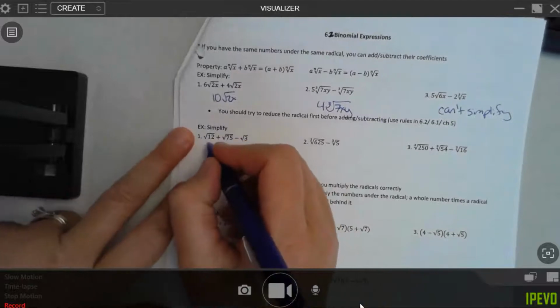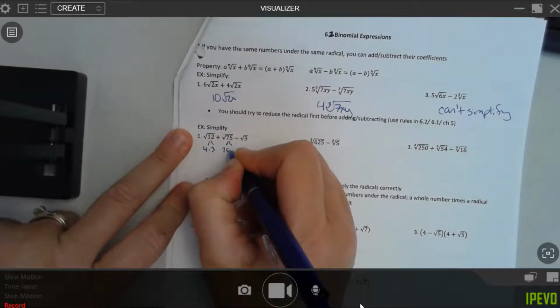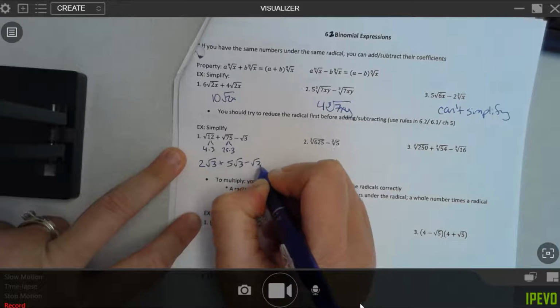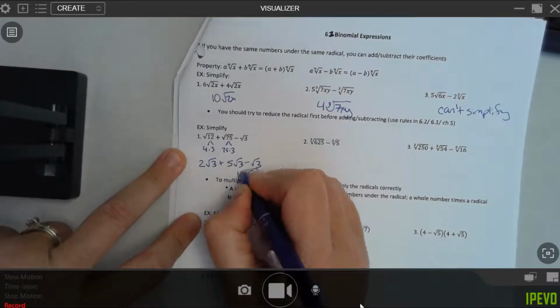So I'm going to break this into 4 times 3, 25 times 3, and that's a square root of 3. So we have 2 square root of 3 plus 5 square root of 3 minus square root of 3. That's 7 minus 1 is 6 radical 3 would be your answer.